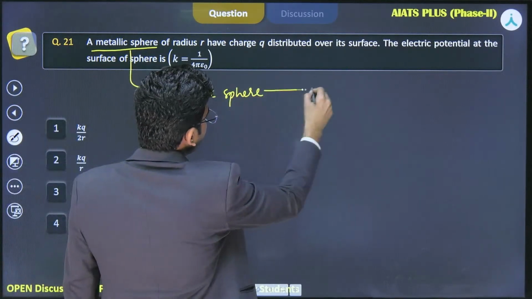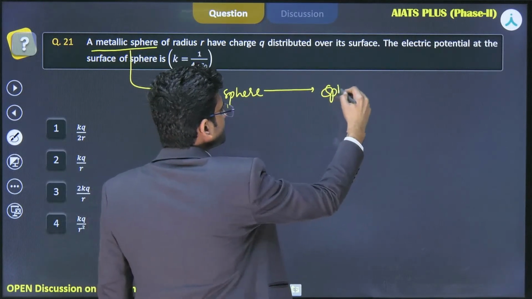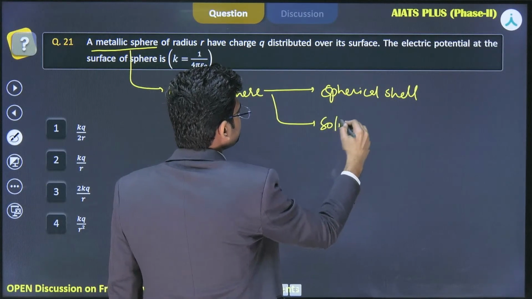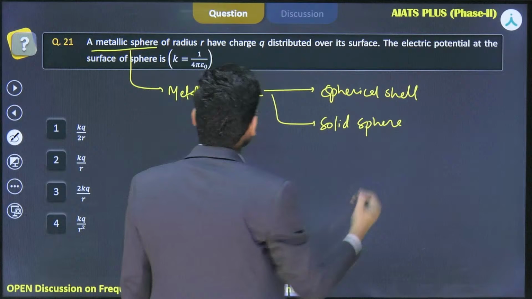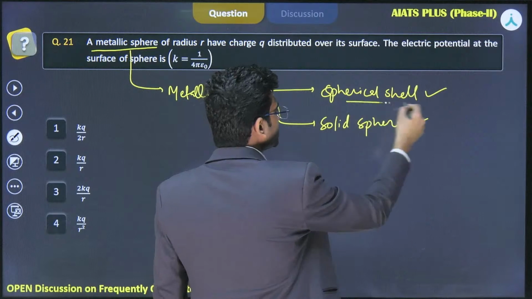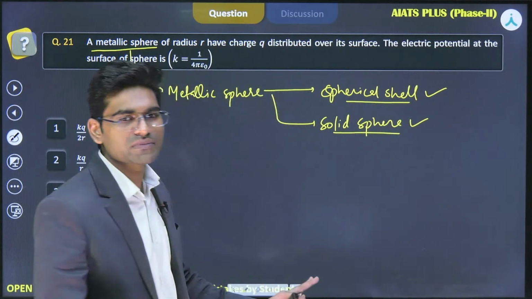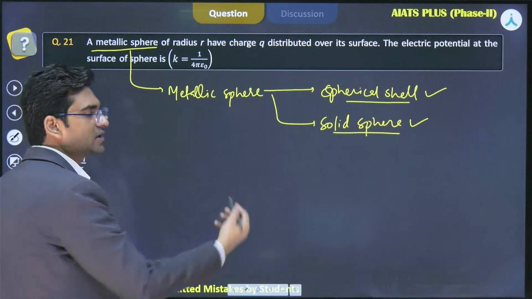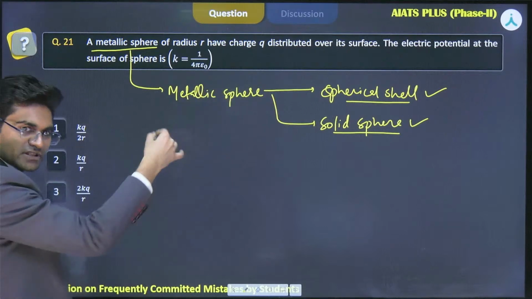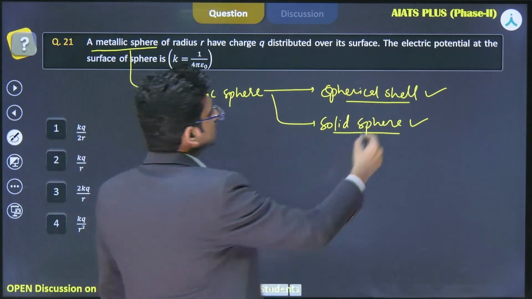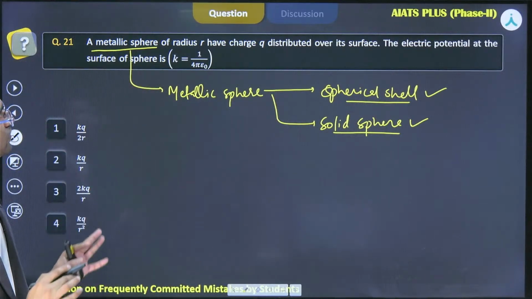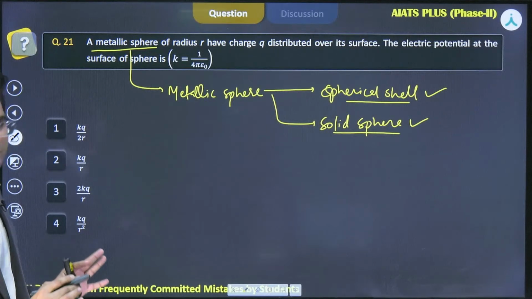This sphere can be a spherical shell or it can be a solid sphere. As long as this sphere is metallic, both the spheres, solid sphere as well as spherical shell, will have exactly the same kind of potential and electric field. The charge would be distributed over their surface uniformly, and spherical shell and solid sphere will have exactly the same kind of potential. Right, now we have to talk about the electric potential at the surface of this sphere.